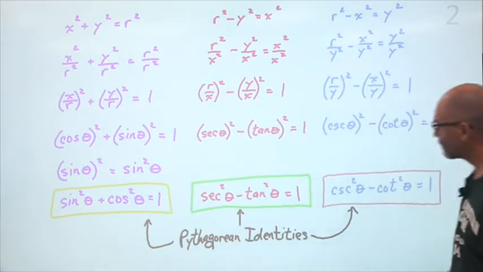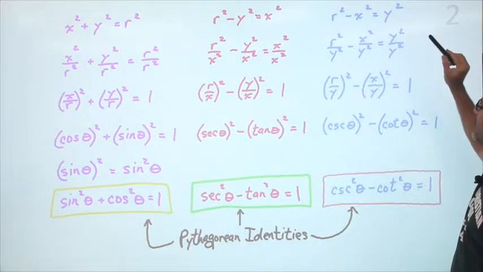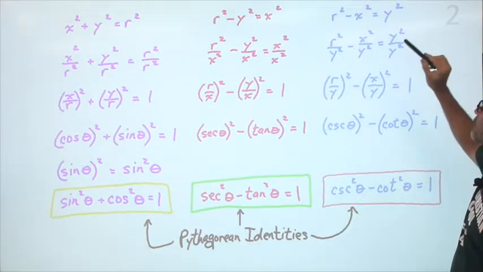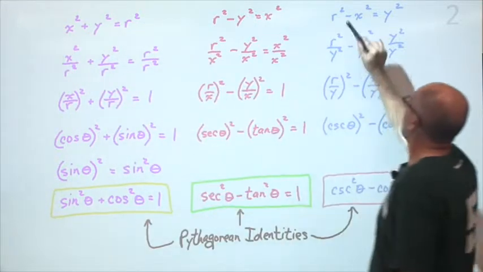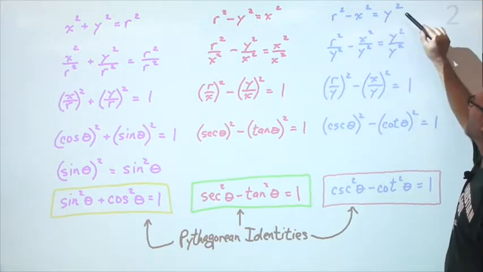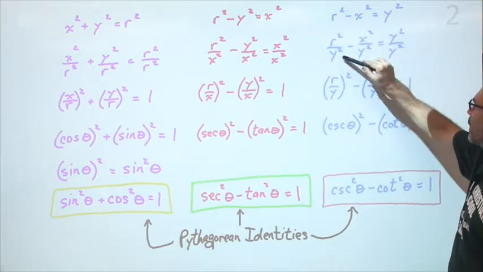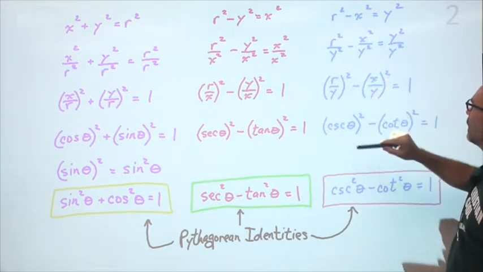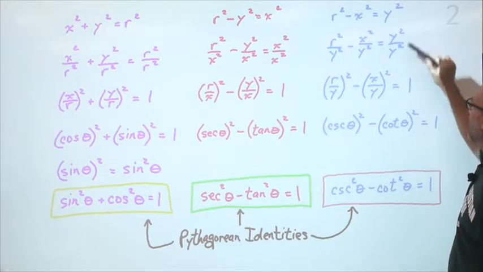Okay. Now, the next thing we're going to do is we're going to subtract x squared over to the right. So now I have r squared minus x squared equals y squared. Now I'm going to divide through by y squared. So now I have r squared over y squared, which is r over y quantity squared. x squared over y squared is x over y quantity squared. And y squared over y squared is 1.